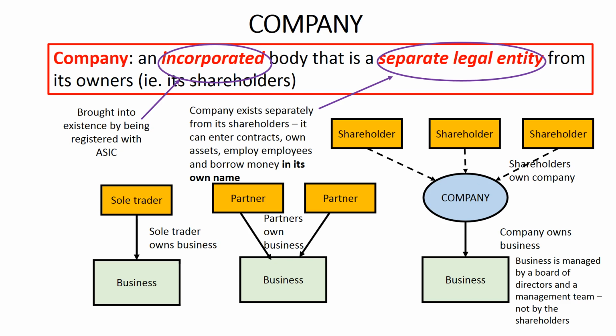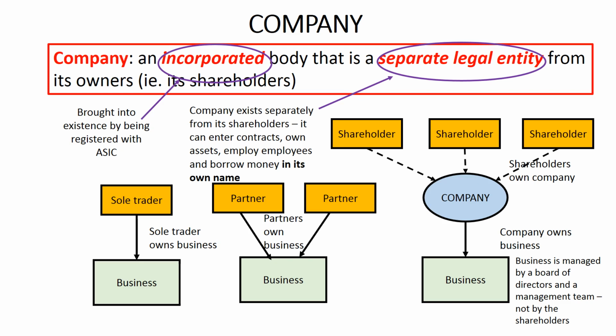Because a company is a separate legal entity, like a person, it can do all the things that a person can do. In particular, the company can enter into contracts for the business, the company owns the assets used in the business, the company employs the people who work in the business, and the company can borrow money from a bank for use in the business.